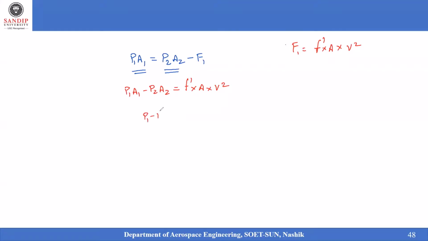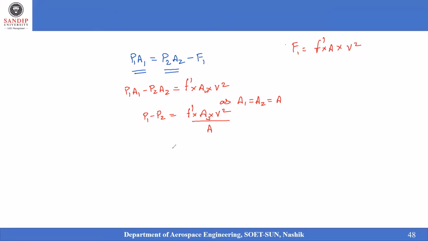so let me write in terms of P1 minus P2. As for the area change, A1 is equal to A2 is equal to A. There is no area change in this particular pipe. So I can take that A common, and I'm just sending that A onto the other side. Then it will become F1 into A into V square by A. Now don't get confused between the numerator A and the denominator A, where the numerator A is the wetted area, and the denominator area is the pipe area. Here we are considering only the wetted area.